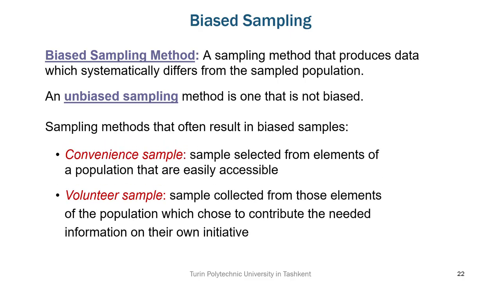Also there's sampling, and there can be two types of sampling: biased and unbiased. Biased sampling is when it has some mistakes and it's not very precise, it doesn't describe precisely the whole population.